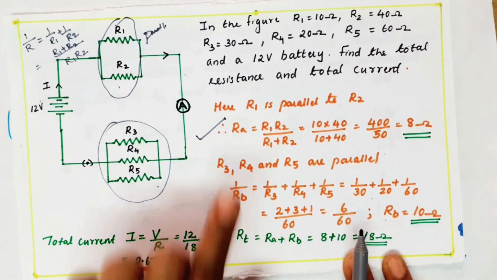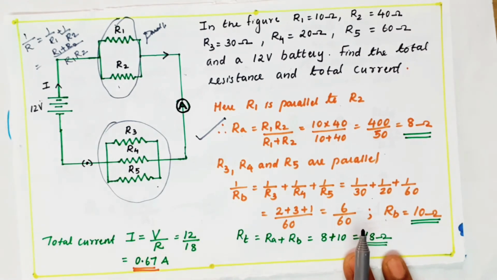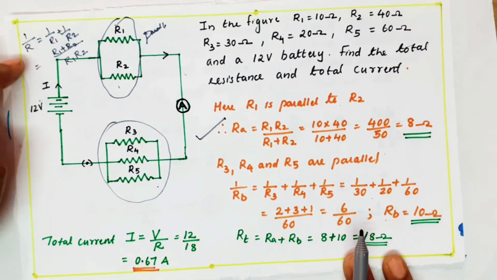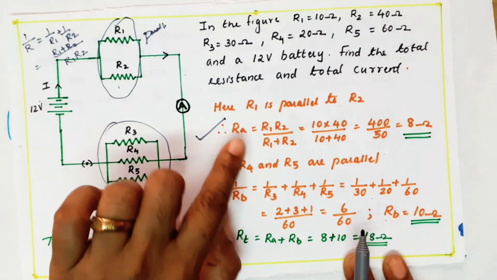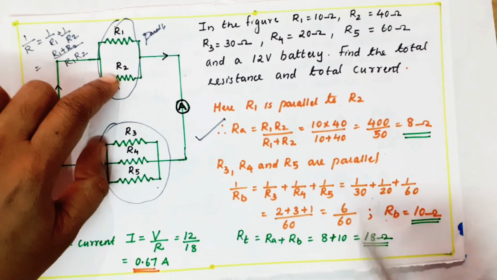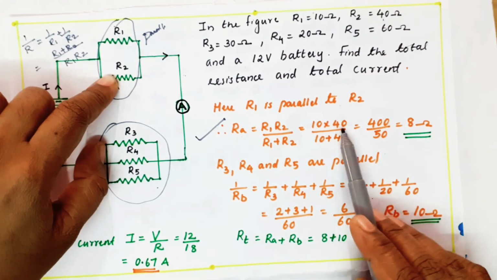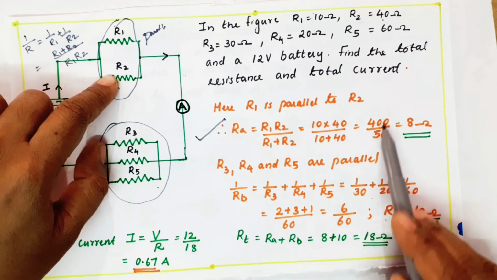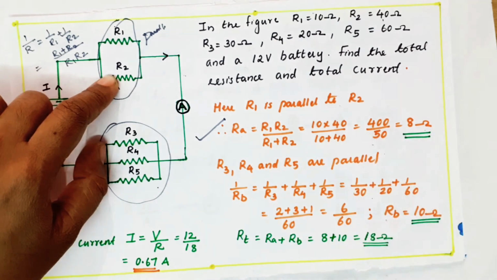I always use this equation if two resistors are used. Because if you use it the other way, some people will forget to take the reciprocal at last. So no need, we directly get the answer R1 R2 by R1 plus R2. So what are R1 and R2? 10 and 40. 10 into 40 by 10 plus 40. 400 by 50, that is 8 ohm.